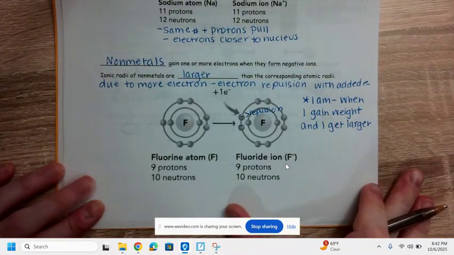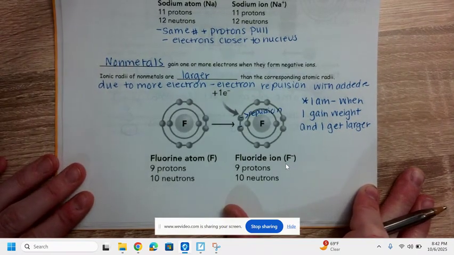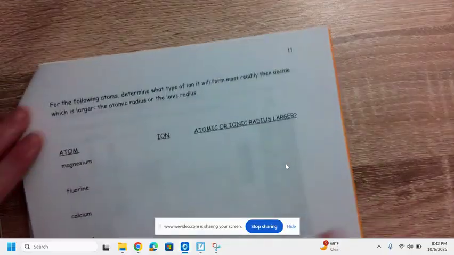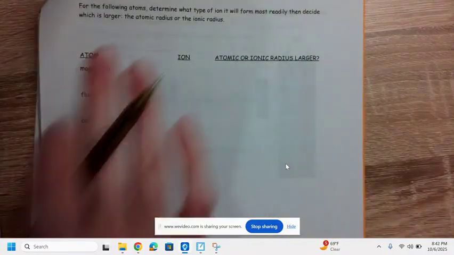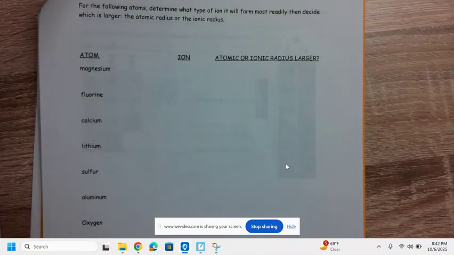So just remember, metals like to lose electrons to form positive ions and get smaller. Nonmetals like to gain electrons and form negative ions and get larger. So let's do some practice. We're going to look at what ion each of these things forms and then think about, would the ionic radius be larger or the atomic radius? So let's start with magnesium.